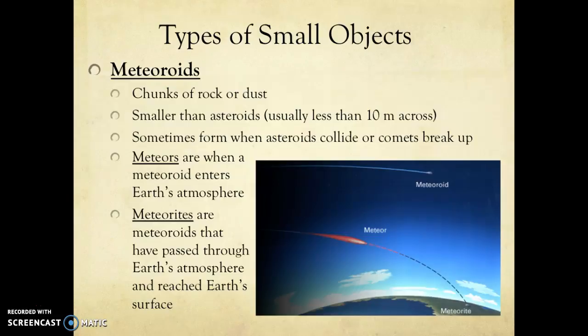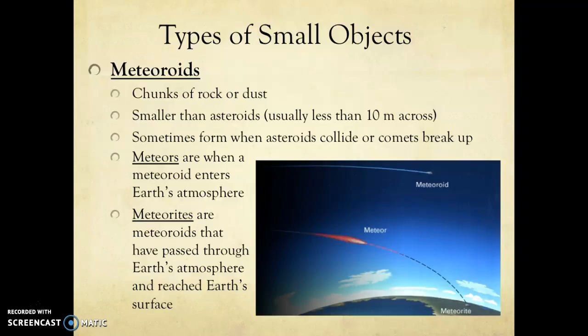And we also have meteoroids. Meteoroids are chunks of rock or dust. They are smaller than asteroids, usually less than 10 meters across. And just to give you an idea of how big that is, our classroom is a little bit more than 10 meters from front to back. So we could probably fit the average meteoroid in this classroom. These sometimes form when asteroids collide or comets break up, so they could be formed from pieces that are broken off of those. Now, meteoroids often get confused with meteors and meteorites.